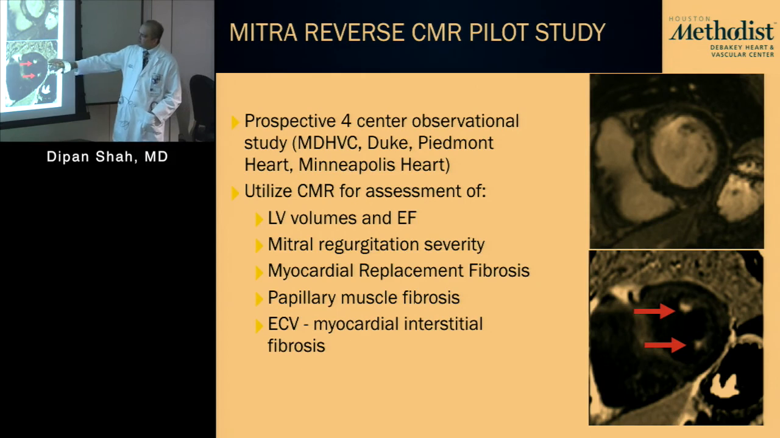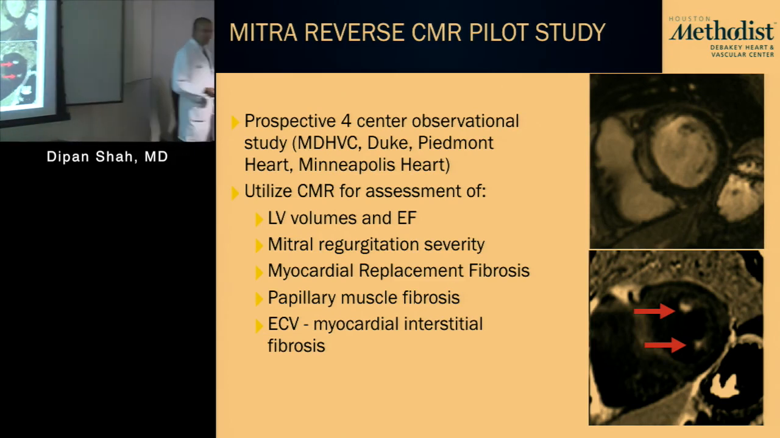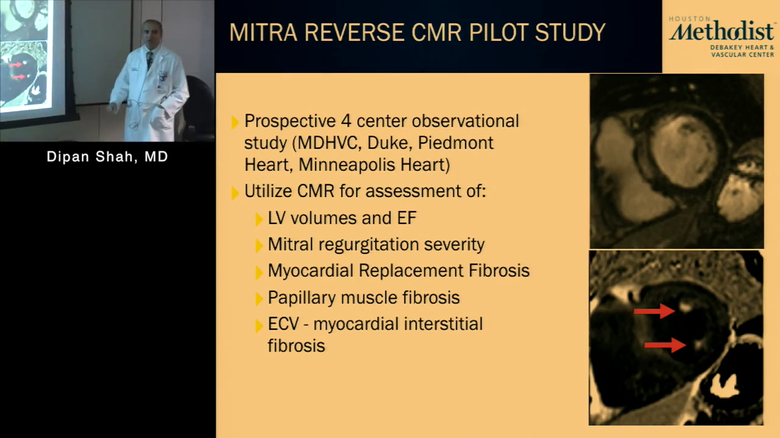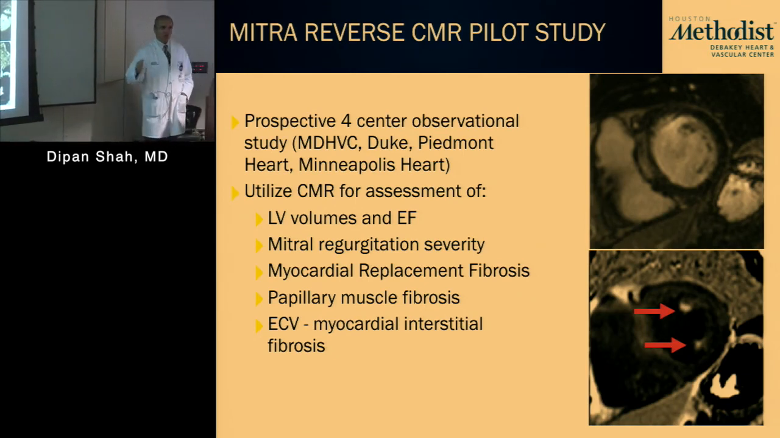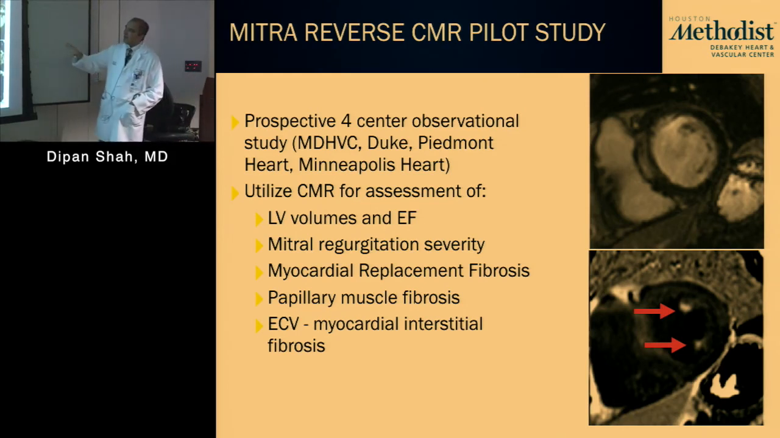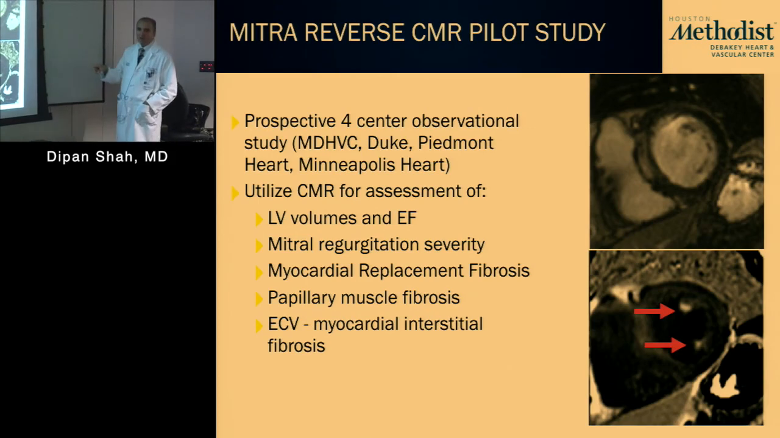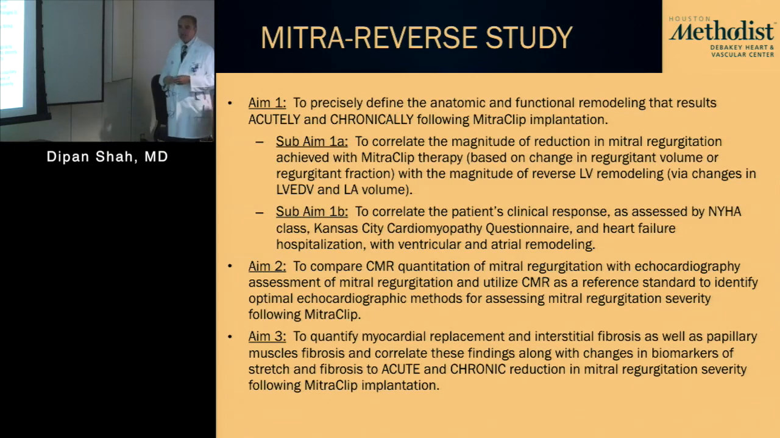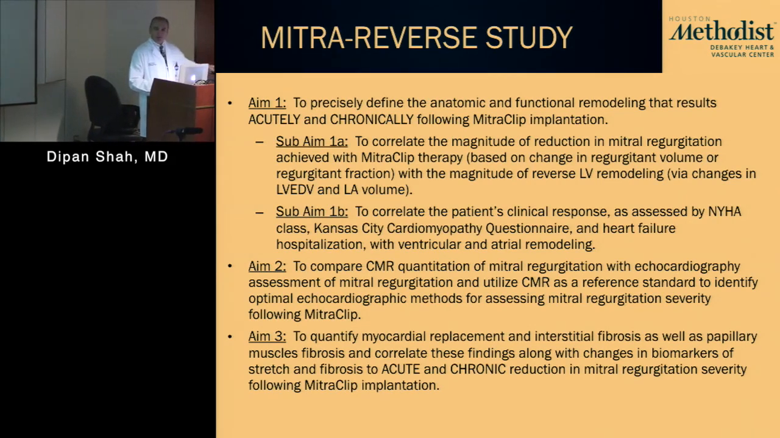But when we do this dark blood technique where we actually make the cavity appear black, you can very nicely appreciate that this person, in fact, has infarction in both the anterolateral and posteromedial papillary muscles. And so one of the questions is, does this somehow modulate the success of the procedure or the remodeling that occurs? And the other question with this study is, does the amount of interstitial fibrosis that you have, based on extracellular volume fraction at baseline, modulate the amount of reverse remodeling that you're going to see? So for any given reduction in MR, does it modulate the ability of your ventricle to remodel after you reduce the mitral regurgitation?